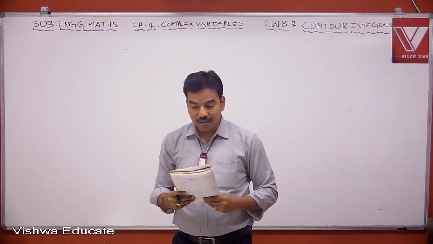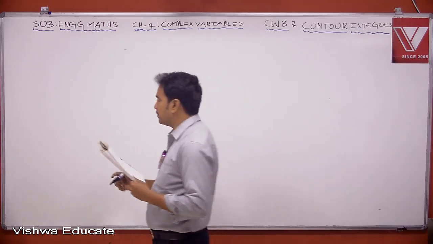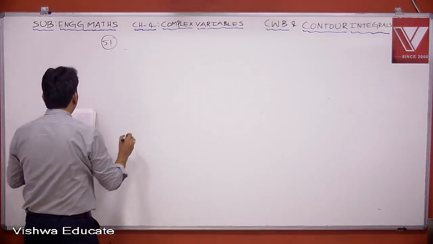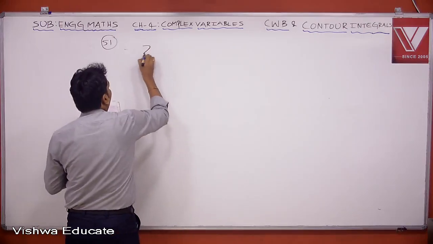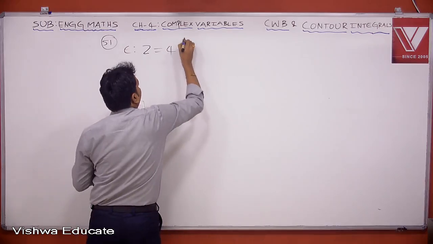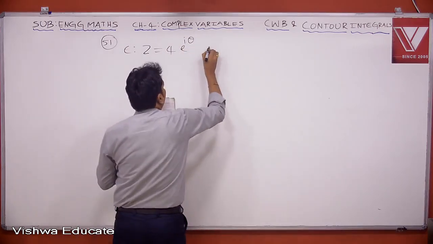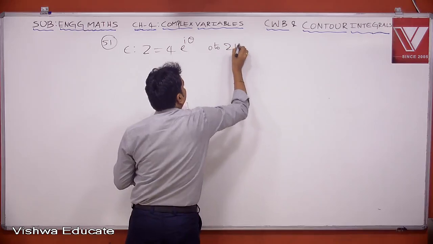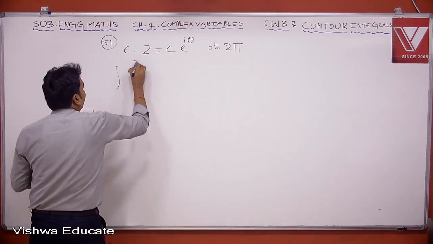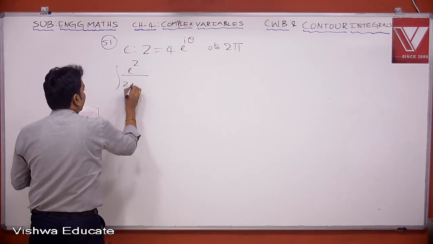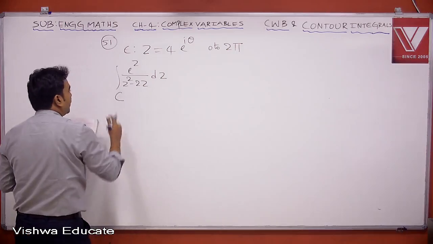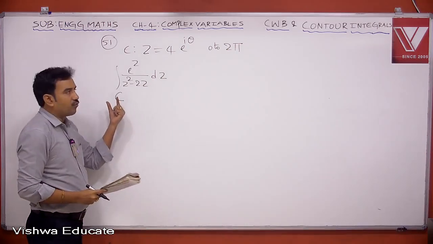Let's start the classroom workbook based on the residue theorem. So let us start from question number 51. Classroom workbook question number 51. Let C be the circle given by z equal to 4 times e power i theta, where theta varies from 0 to 2 pi. It is a circle. Then find the value of the integral of e power z by z square minus 2z dz over C. So this contour integral you need to find out.